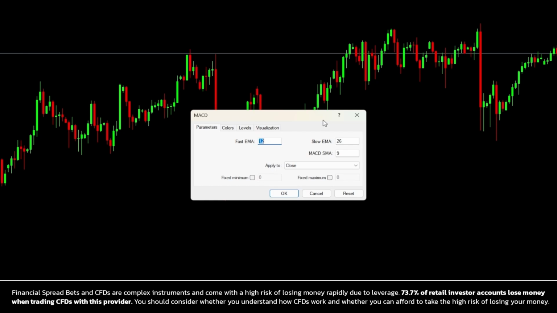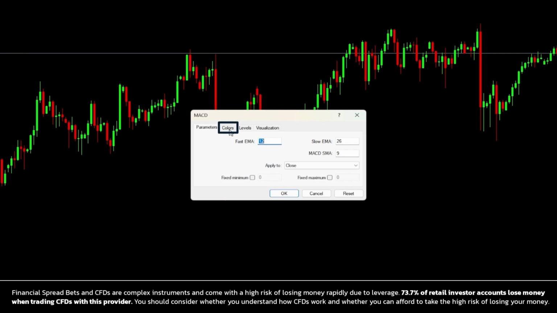By default, Metatrader 4 uses a fast exponential moving average of 12 periods, a slow exponential moving average of 26 periods, and a signal smoothing period of 9. The indicator is normally calculated using closing prices, so unless you have a specific reason to change the settings, the default configuration provides a useful starting point.